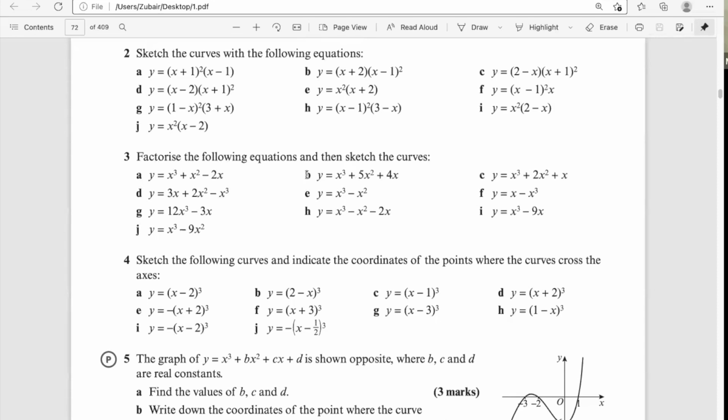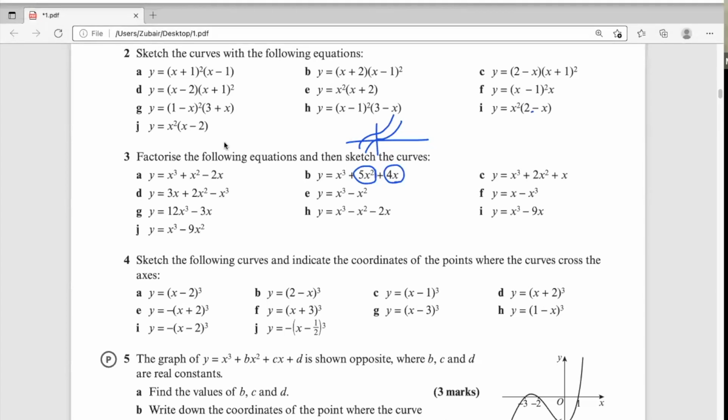If you see question number 3b, have a look at this. If it would have been y is equals to x cube only, the graph would look like this. So when you add 5x square to it, whatever the value of x is, positive, negative, anything, the answer will be positive all the time. So the graph will move upwards. With this 4x, it has an effect to move it towards left and right hand side. Let's see. x cube plus 5x square plus 4x.